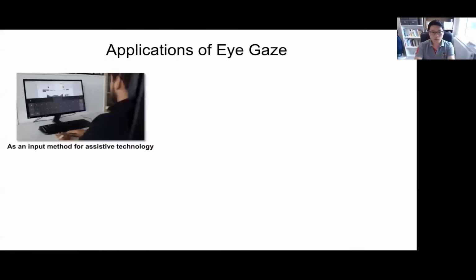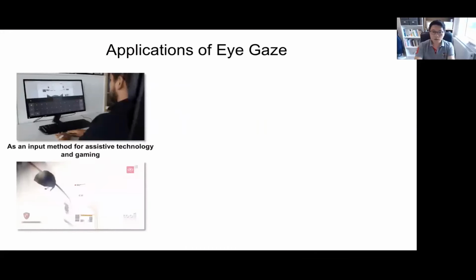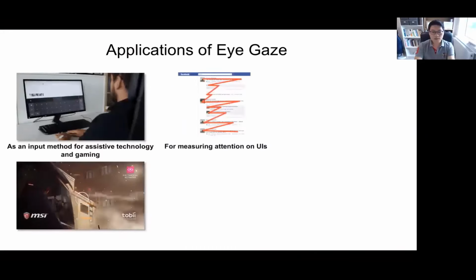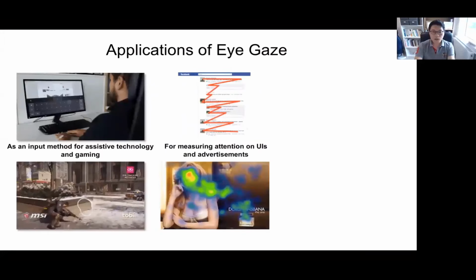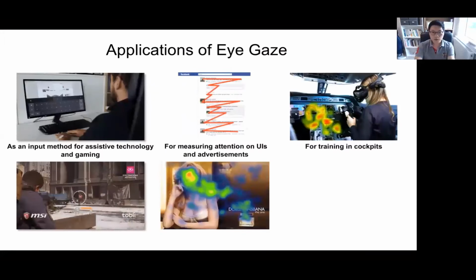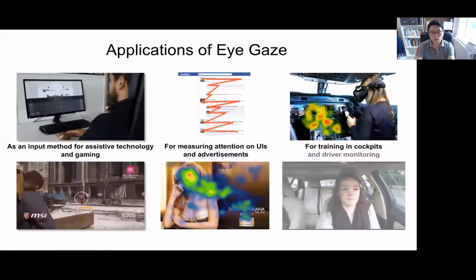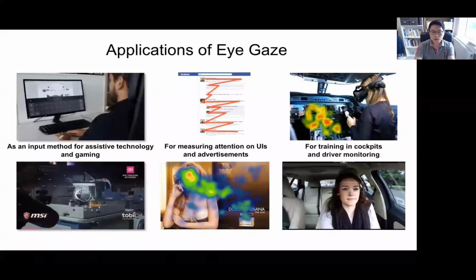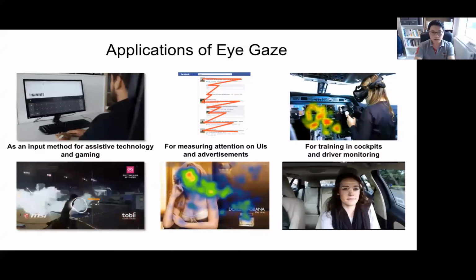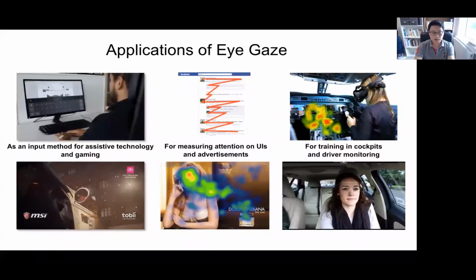The eye gaze modality is very informative in several application contexts, in particular, as an input method for assistive technology, and gaming, for measuring attention on user interfaces and advertisements, and for training pilots and operators in cockpits, or for monitoring vehicle drivers. Measuring human gaze and understanding it are both highly challenging tasks.